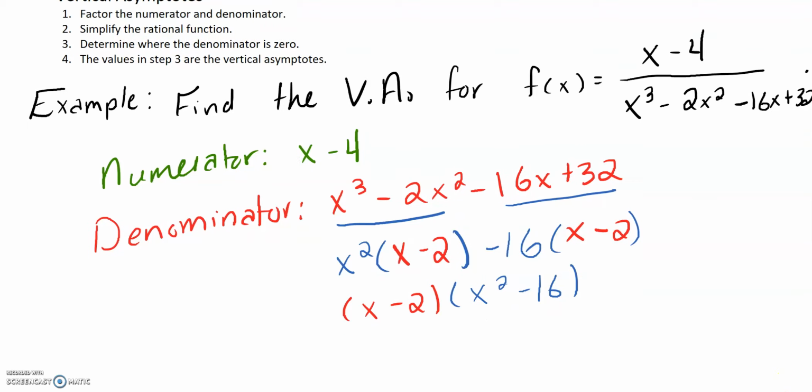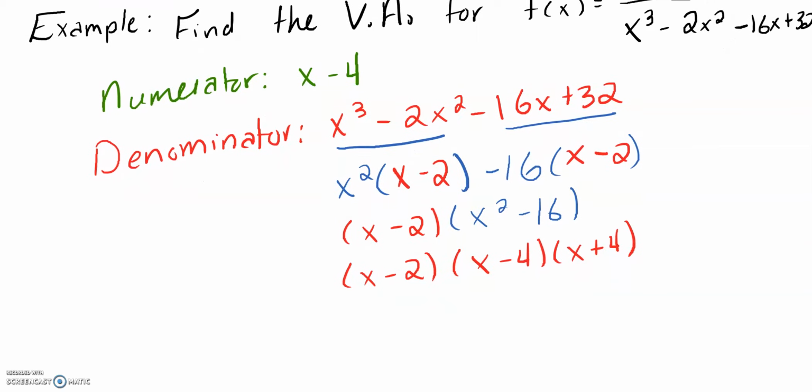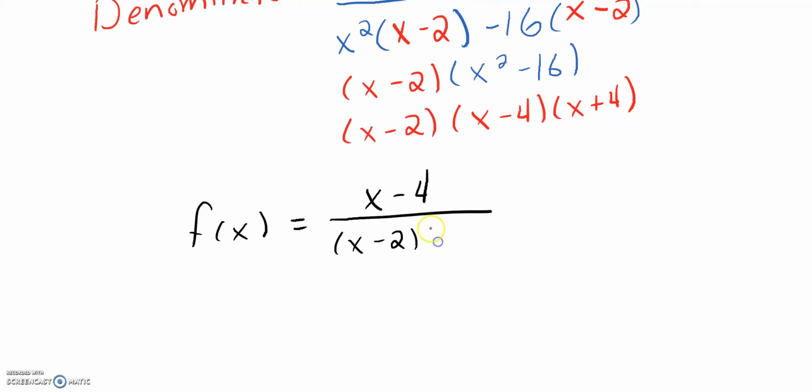Well, we're not done just yet. I can keep factoring this guy here. x squared minus 16 is a difference of squares. So when I finish all factoring, x minus 2 is still there. This is going to become x minus 4, x plus 4. So what I actually have for a function is the following. We have f of x equals x minus 4 all over x minus 2 times x minus 4 times x plus 4.